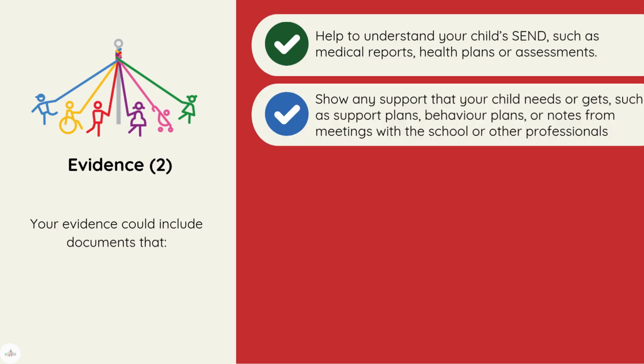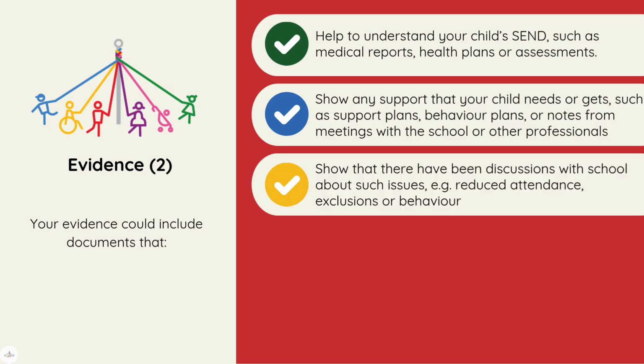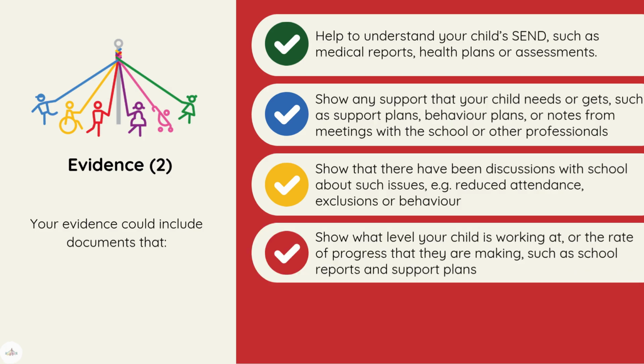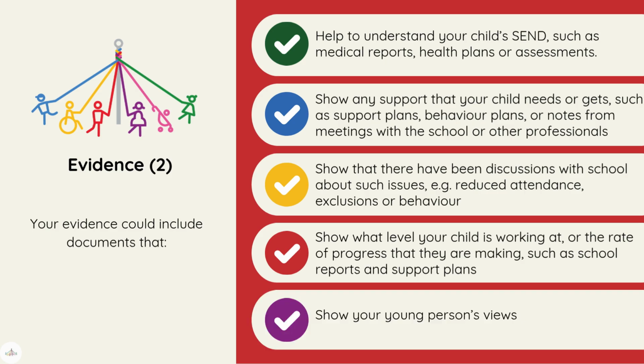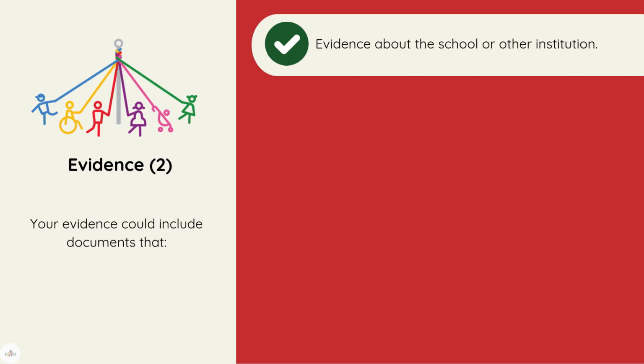Show any support that your child needs or gets, such as support plans, behaviour plans, or notes from meetings with the school or other professionals. Show that there have been discussions with school about such issues, e.g. reduced attendance, exclusion, or behaviour. Show what level your child is working at, or the rate of progress that they are making, such as school reports and support plans that show your young person's needs. Evidence about the school or other institution.